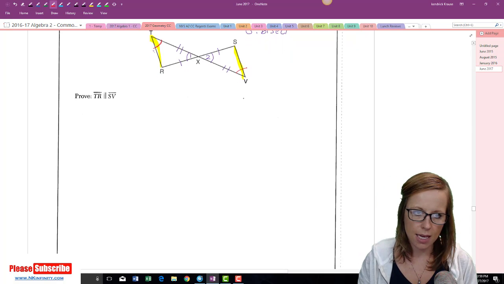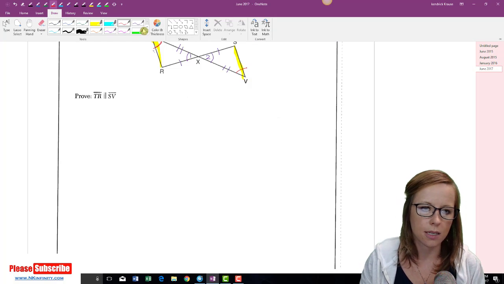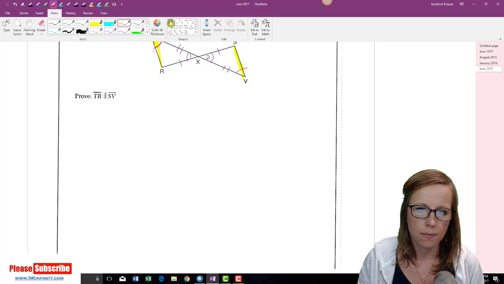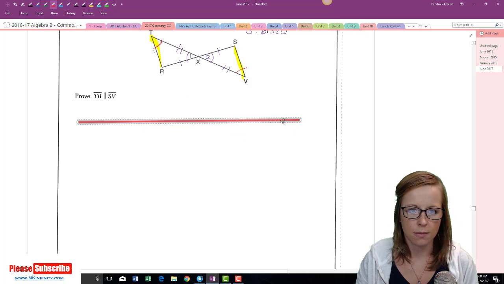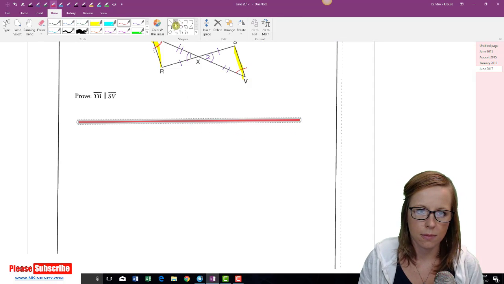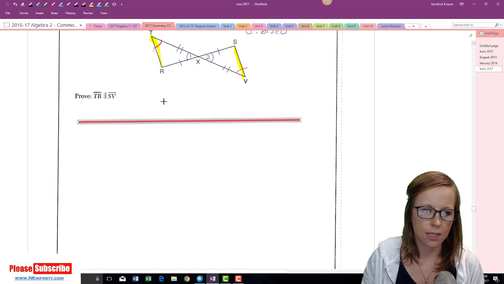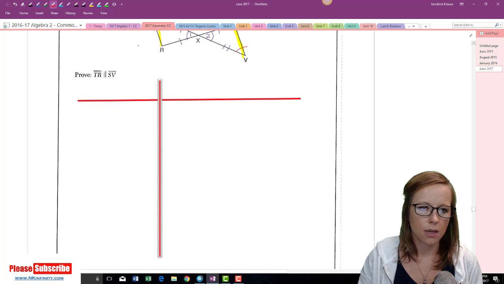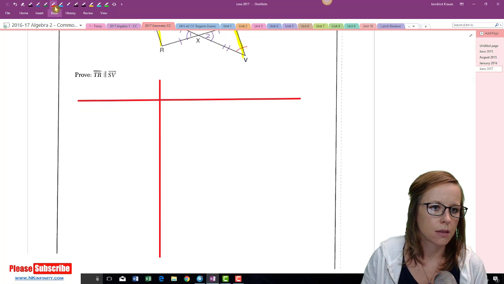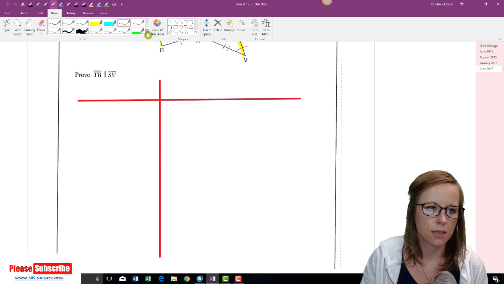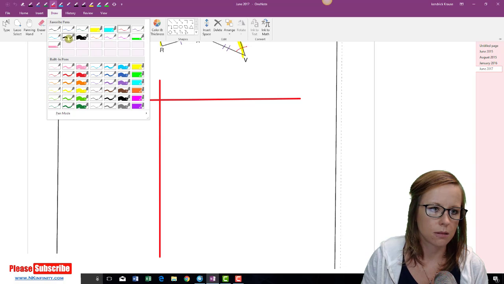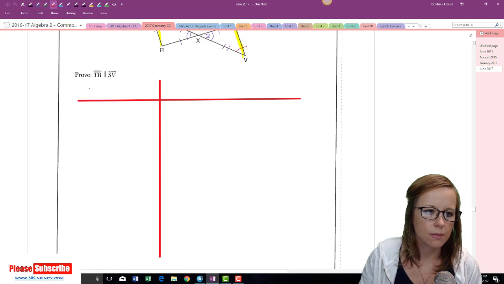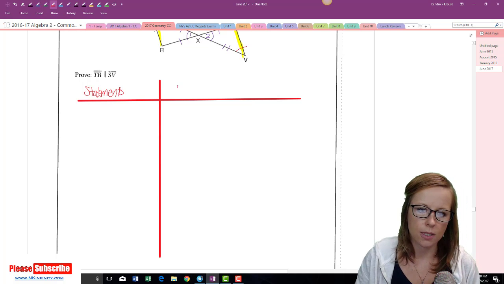I'm going to make a two-column proof, so I'm going to get my lines here. I don't like to go straight in the middle because statements are usually shorter than reasons. Okay. I'm going to try to change that again because it's a little too fat now. What do you think? Statements and reasons.